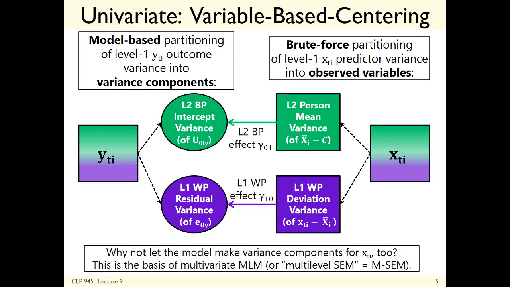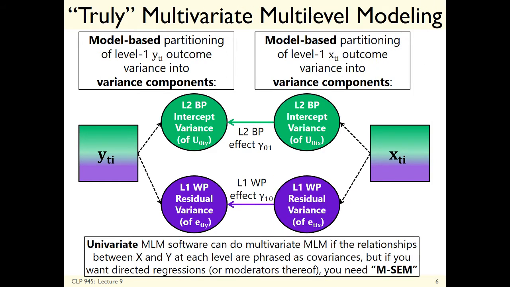Brute force partitioning into observed variables to get really what we're after is right here. So this switch from boxes on the x side to circles on the x side, I call that multivariate multi-level modeling because that's what it is. It is probably more frequently known as multi-level structural equation modeling, MSEM. That drives me insane.